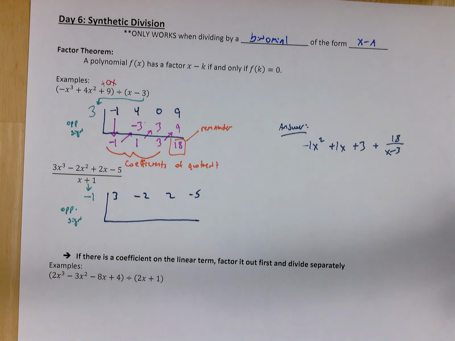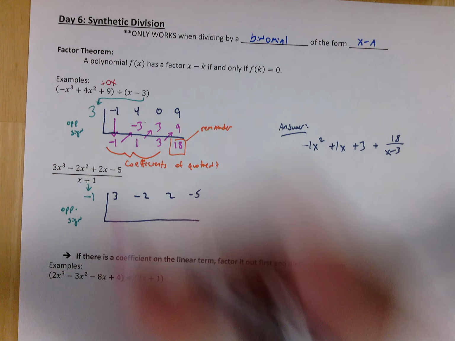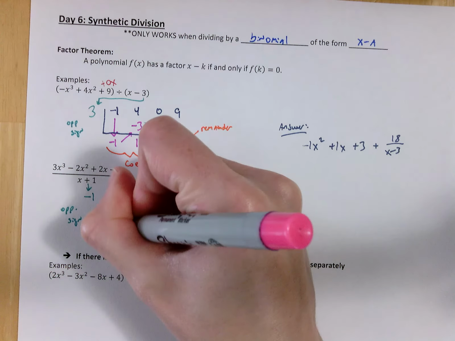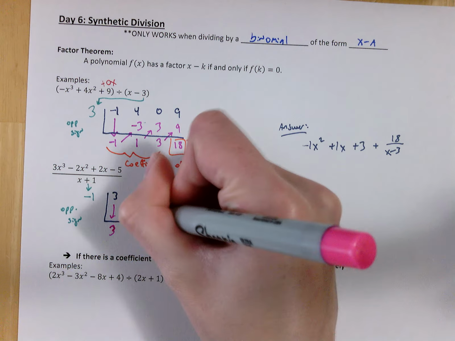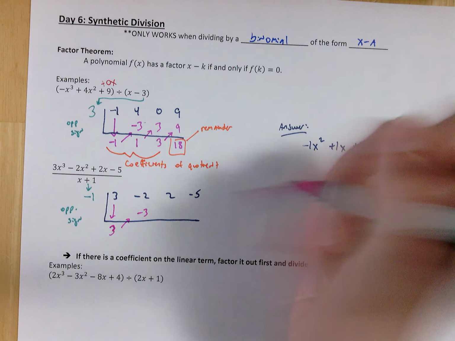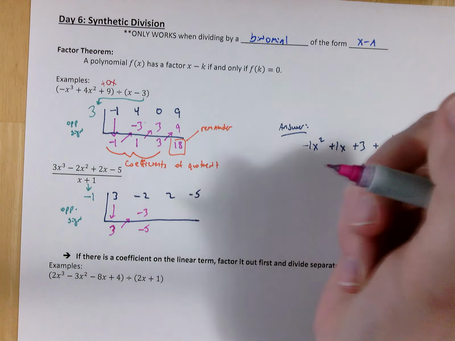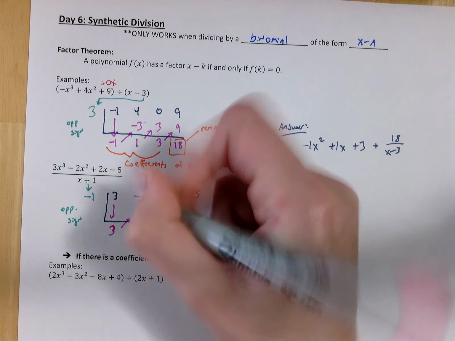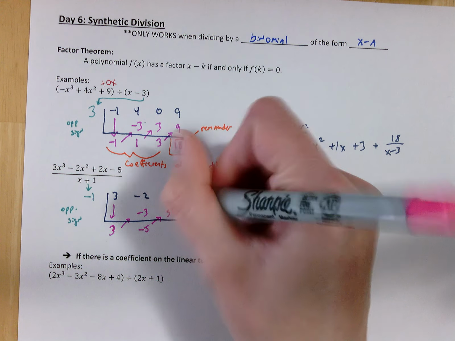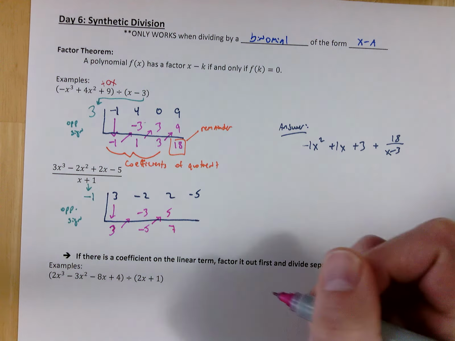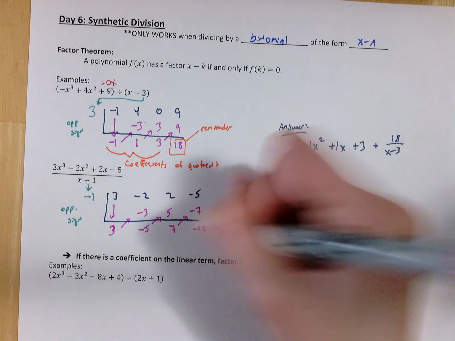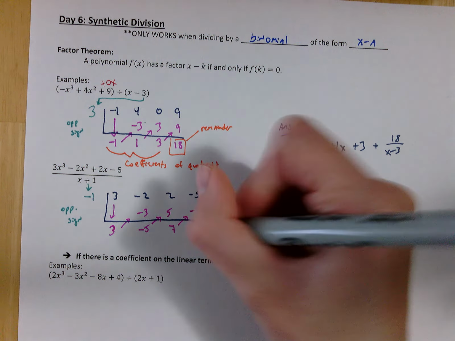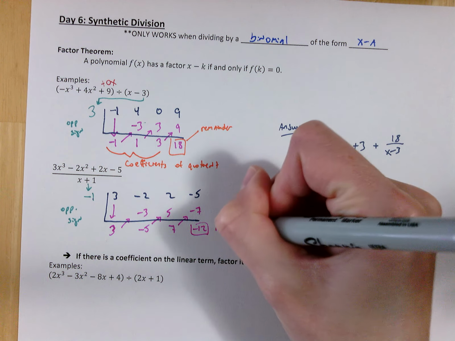All right, so the pattern: you start by bringing the first number down. So the 3 just comes down. And then -1 times 3 is -3. Then I add those together, that's -5. -1 times -5 is +5. Add up and down. -1 times 7 is -7. Add up and down. And this guy is your remainder.